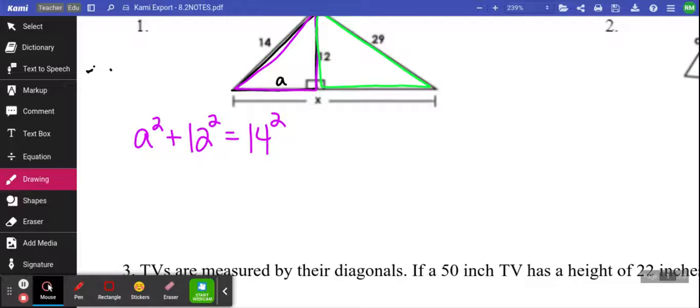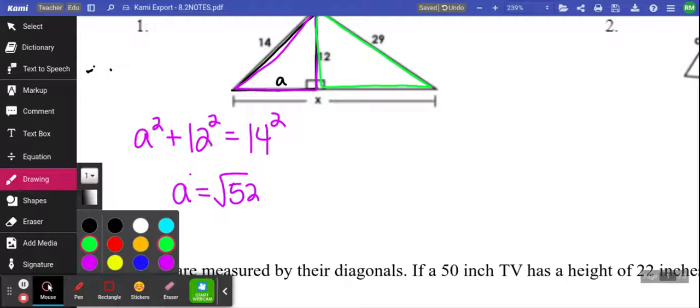Yeah, we can work on approximating. Okay, do the next one if you don't know. What did we get that A equals? The square root of 52? Let's just leave it like that and get to the green one. Which one's going to be my hypotenuse for the green? 29. We'll call this B, I guess. So B squared plus 12 squared was 29 squared.